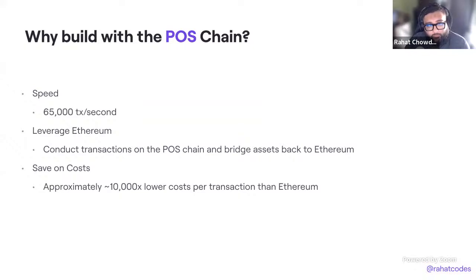I've covered a little bit about this, but why should you build on our proof of stake blockchain? The speed: 65,000 transactions per second. You can still leverage Ethereum. You can do transactions and then bridge your assets back to Ethereum, like if you were doing an NFT project or something like that. And saving on costs: 10,000 times lower cost per transaction than Ethereum, while still leveraging the Ethereum ecosystem.